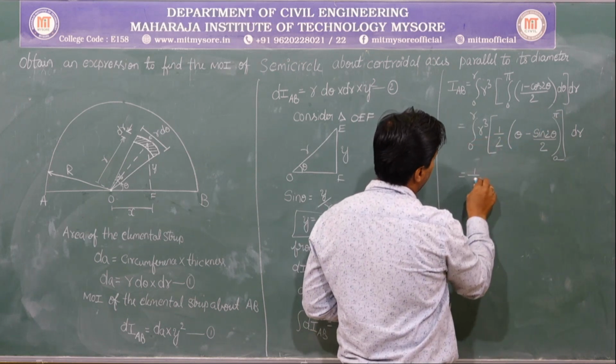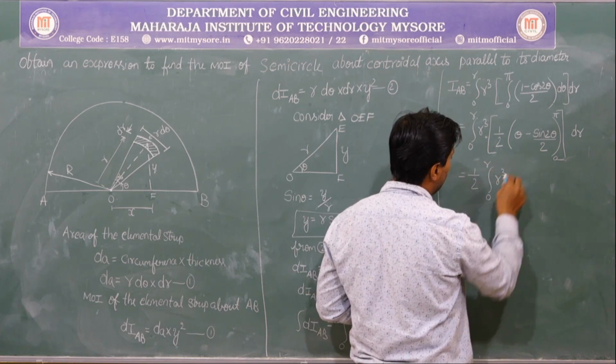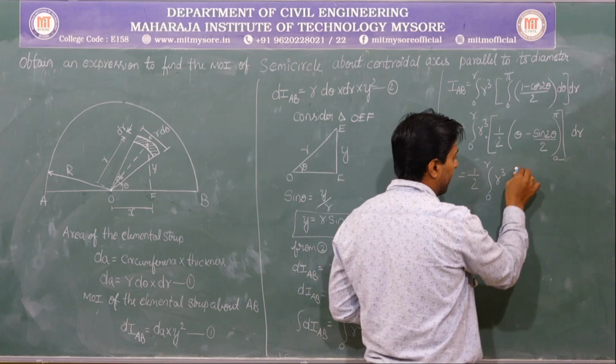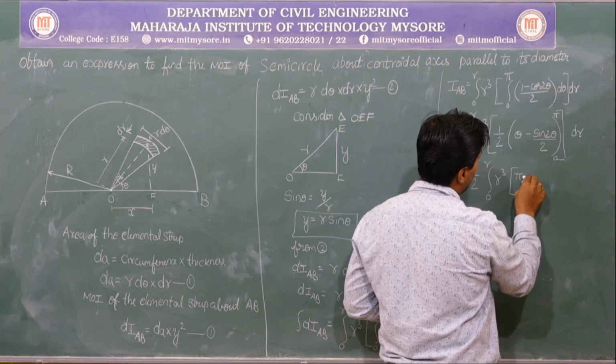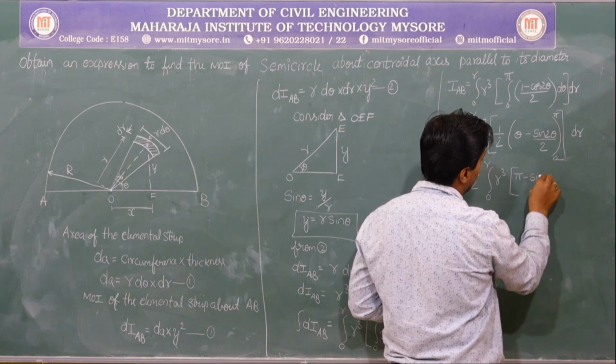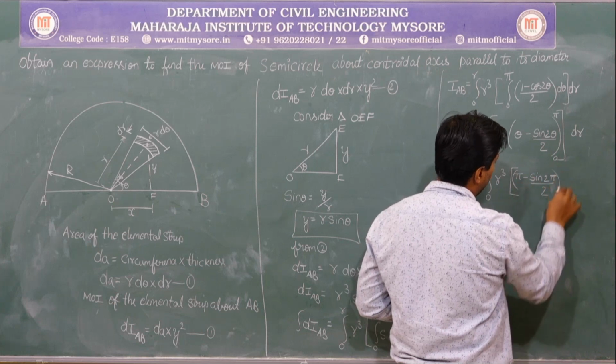So half I will be taking out. So it is 0 to r, let it be as it is. This is r cube, let it be. So now I will be applying the limits. First I will be applying pi. So it is pi minus sine 2 pi by 2. This is the upper limit.